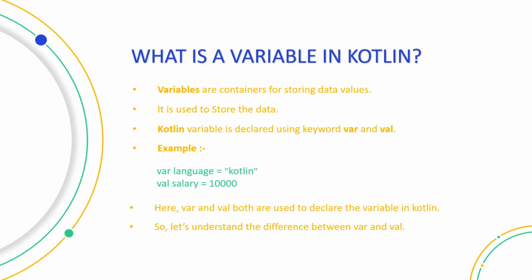It means Kotlin के अंदर हम दो तरीके से वेरिएबल डिक्लेयर कर सकते हैं. First var keyword and second val keyword. Here we give the example of variable in Kotlin. Here var and val both are used to declare the variable in Kotlin. So, let's understand the difference between var and val.